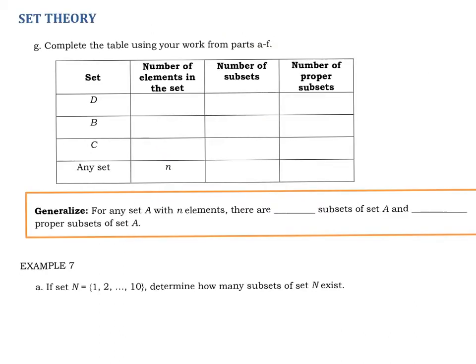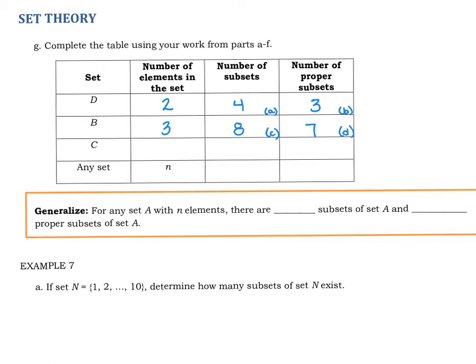All right, moving on to the next page and using the work that we just did, whenever you look at set D, which is what we looked at in part A and B of the previous question, there were 2 elements in the set. Whenever you count how many subsets there were, 4, and there were 3 proper subsets. Again, this came from part A and this came from part B of the previous page. When it comes to set B, there were 3 elements in the set. There were 8 subsets. We found that out in part C.